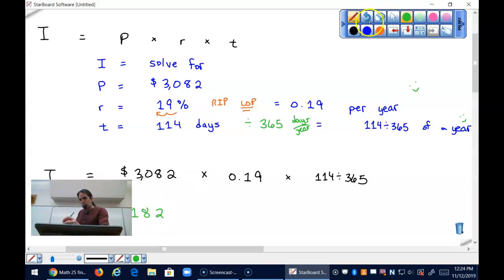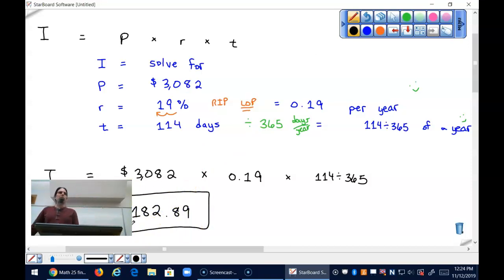So whatever this is, $182.89. Everyone get the same thing? Your calculator does. Let's see. So when I divide 114 days divided by 365, that's what I get. Yeah, only the times 0.19 times 2082.